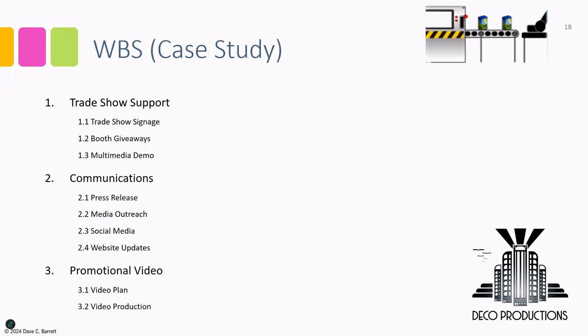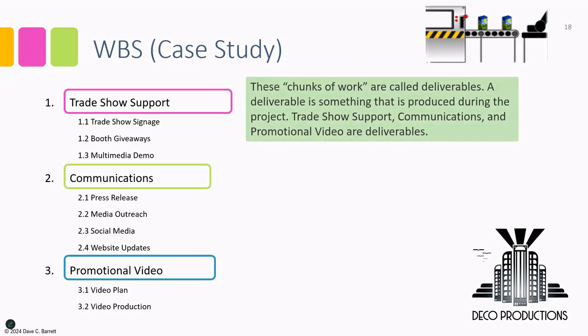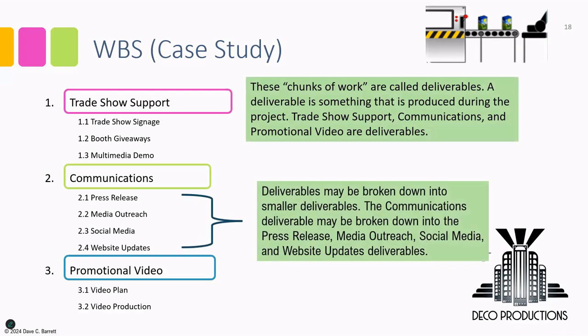Here is the WBS from the case study. So we can see this is the work that is to be done, trade show support, and you can see each of the sub-deliverables are work packages, communications, and promotional video. So again, each item within the WBS, these chunks of work, are called deliverables. A deliverable is something that is produced during the project. Trade show support, communication, and promotional videos are deliverables. And again, they may be broken down into smaller deliverables.